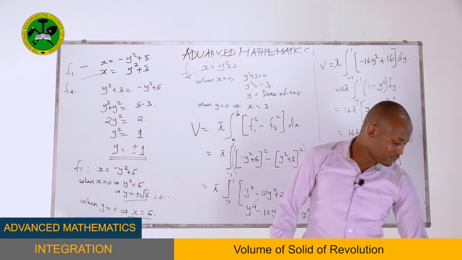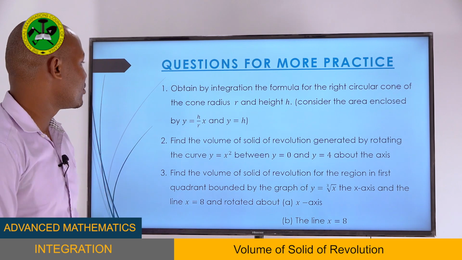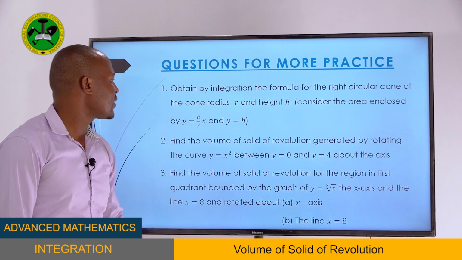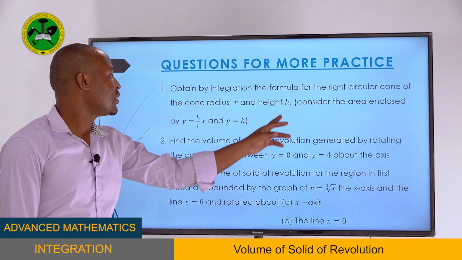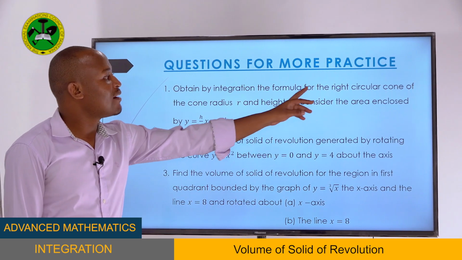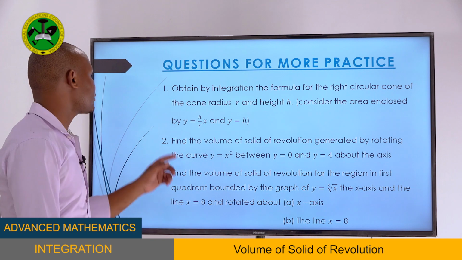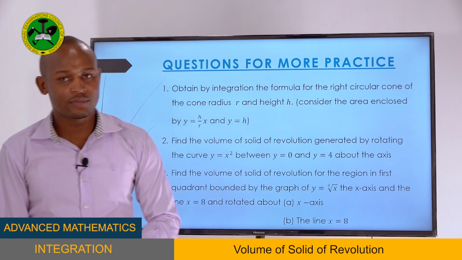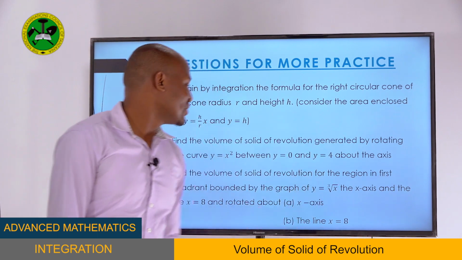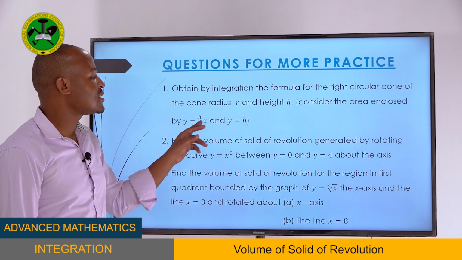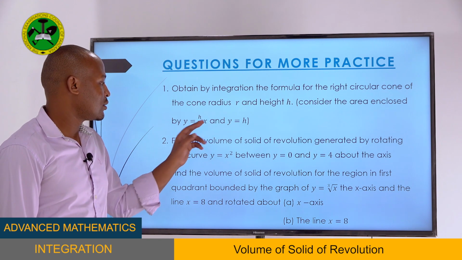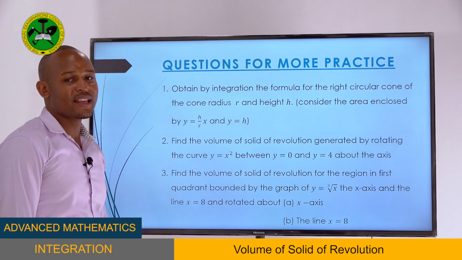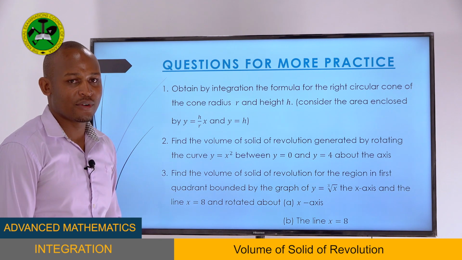functions. Now let's see a few questions that I'll be leaving for you to calculate or to manipulate. For example, the first one says obtain, by integration, the formula for the right circular cone of radius r and height h, and consider the area enclosed by y is equal to h over r x and y is equal to h. So please try to find that and have that formula.